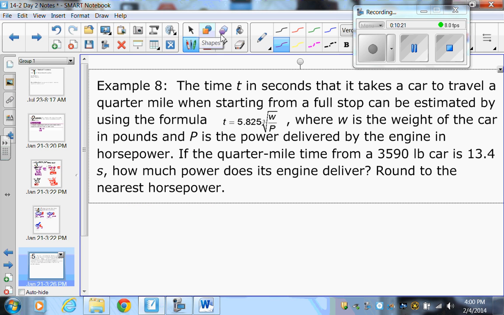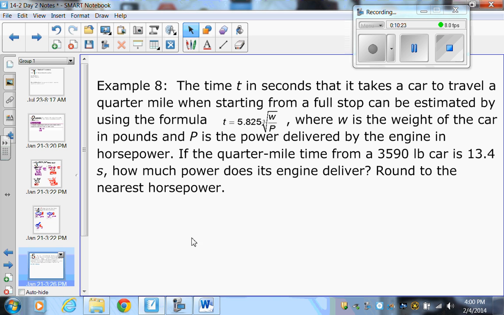One more example for us, an application problem. We have that the time t in seconds that it takes a car to travel a quarter mile when starting from a full stop can be estimated by using the formula, and it's there for you, where W is the weight of the car in pounds, P is the power delivered by the engine in horsepower. If a quarter mile time from a 3,590 pound car is 13.4 seconds, how much power does it take its engine to deliver? Round your answer to the nearest horsepower.